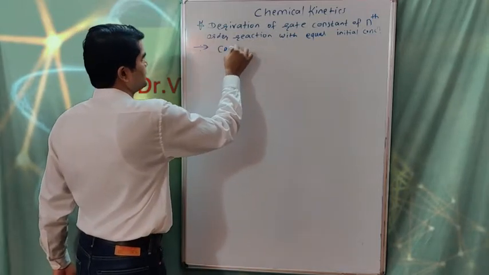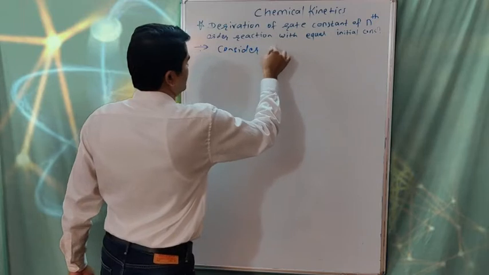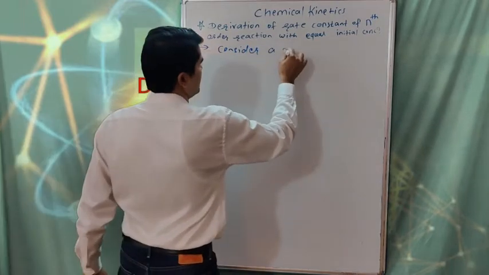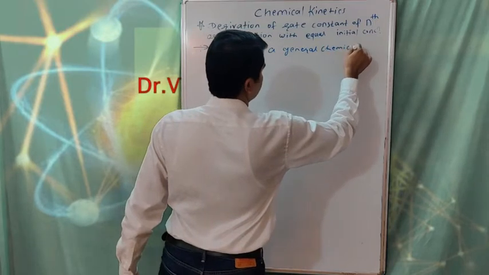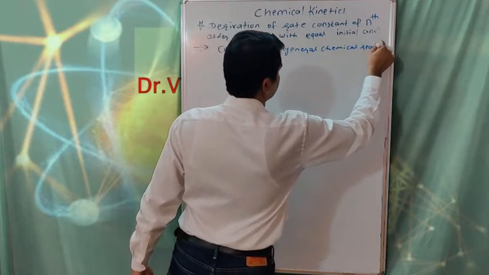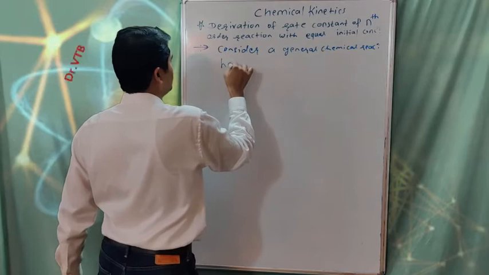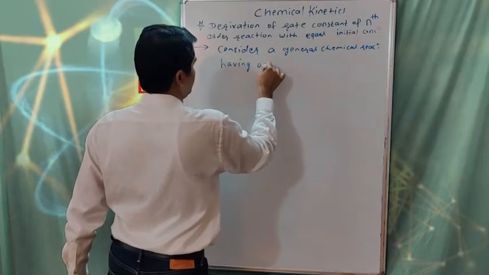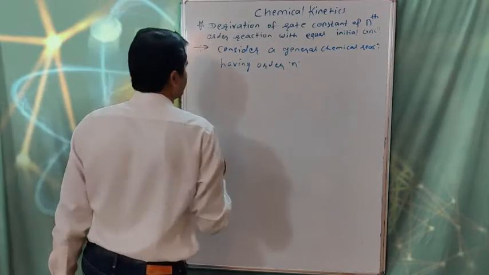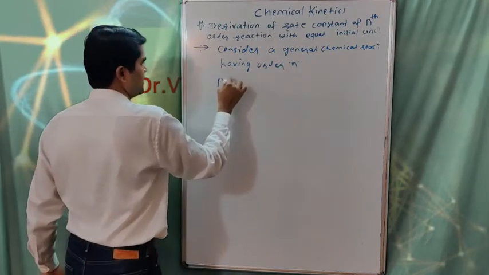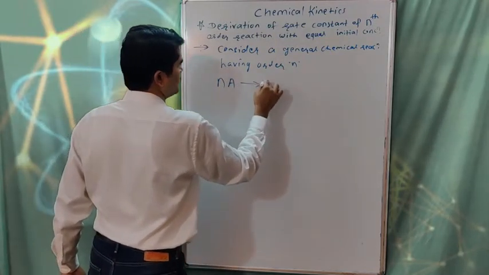So consider a general chemical reaction having order n with equal initial concentration. So consider this reaction: nA gives product.